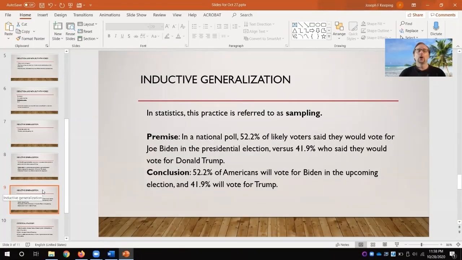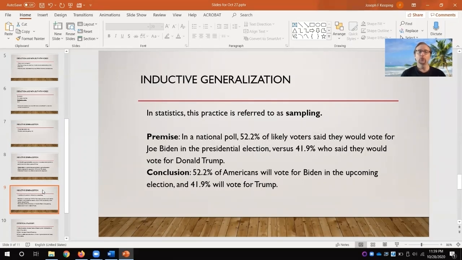In statistics, this method is known as sampling. The sample refers to the set of things that are members of the group that we want to observe, that we want to draw a conclusion about, and the population is the word for the group as a whole.